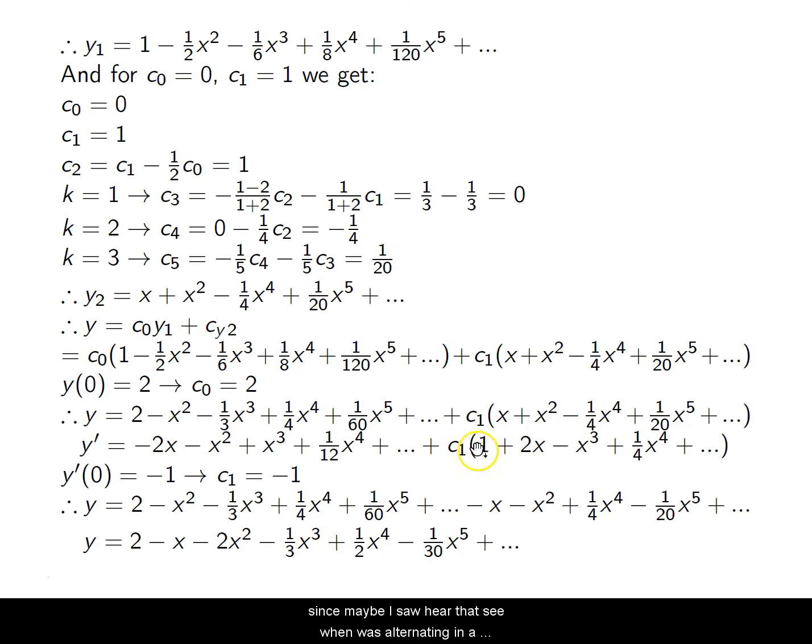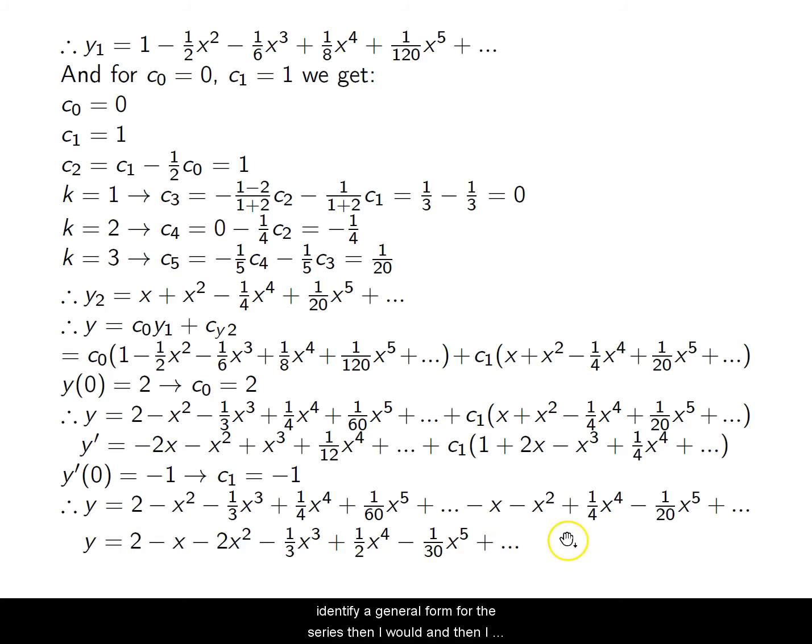So for instance, maybe I saw here that C1 was alternating in a way that looked just like the sine series. I would say, hey, this is just the sine series, right? So then I would say I have something plus sine. My y2 would be sine. So just be on the lookout for that. I'll try to post a link that has the common power series for like e to the x, natural log of x, cosine of x, sine of x, those things, the common power series that you would play with in Calc 2. But for right now, this is my solution.